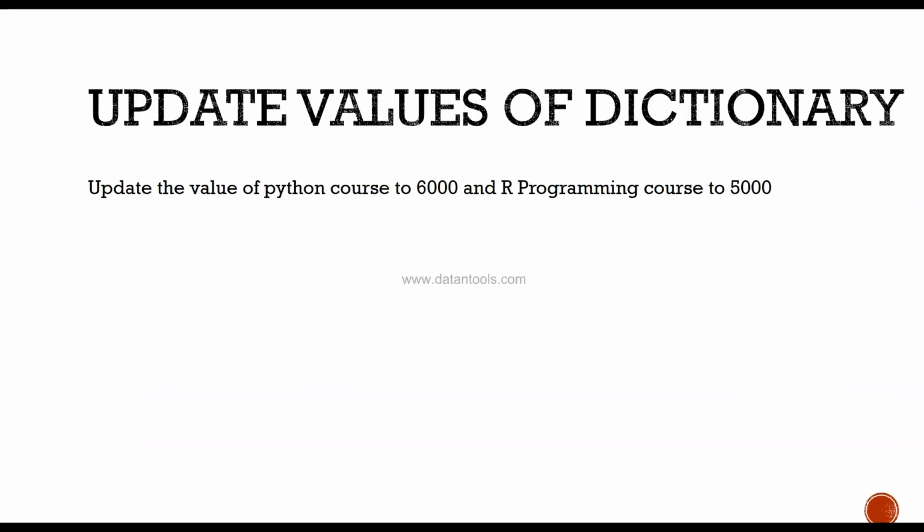Okay, quiz time. You need to update the values of a dictionary, and the instruction is here. Update the value of Python course to 6000 and R programming course to 5000. If you find any difficulty in updating the values, then just look at the video again.